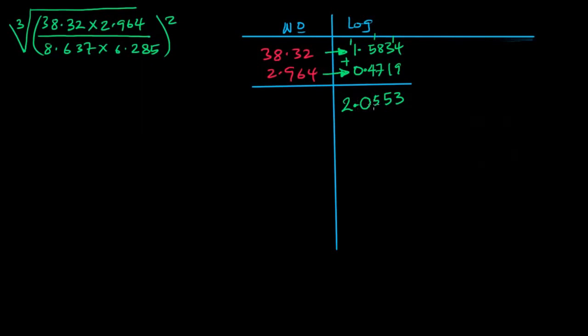This is 2.0553. We can just call this the numerator. For the numerator, this is the combined logarithm.